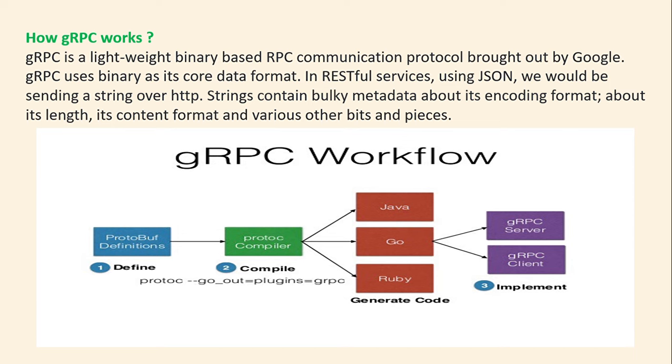So how does gRPC works? So gRPC is lightweight binary RPC communication protocol brought by Google. gRPC uses binary as its core data formats. In RESTful services using JSON, we would be sending a string over HTTP. Strings contains bulky metadata about its encoding format, about its length, its content format, and various other bits and pieces.